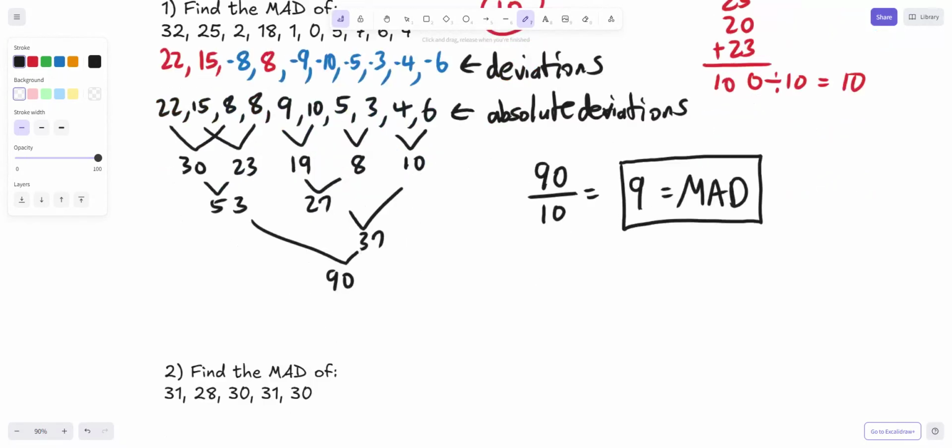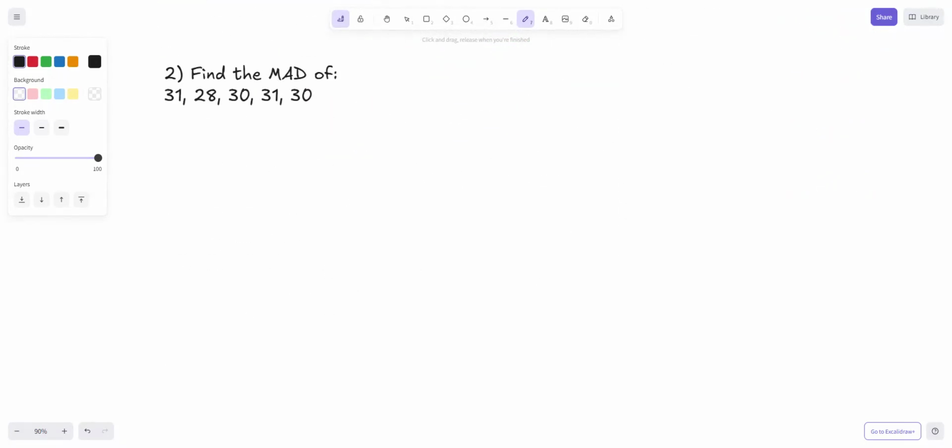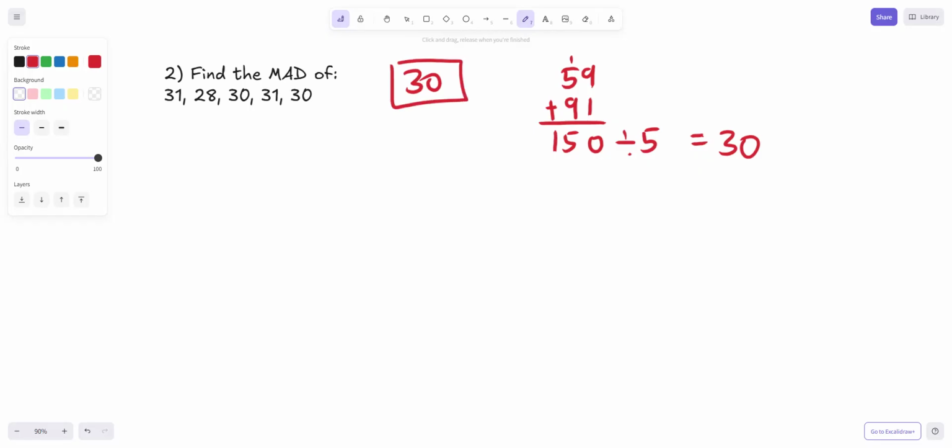Okay, next example, find the MAD. So again, I have to first find the mean, right? So 31 and 28 adds up to 59. 30 plus 30 plus 31 is 91. Add this up, get 150. 150 divided by 5 is 30. Okay, so the average is 30. So the mean is 30.